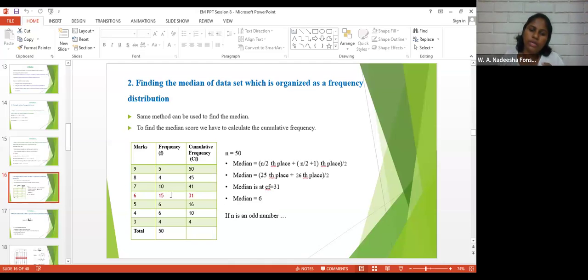If the number of data points is an even value, here the example is 50. 50 is an even value. Then divide 50 by 2, that is 25. Then 25 plus 1, the 26th place. So here you have to find the 25th place value and the 26th place value. Then add up those two values and divide by 2.